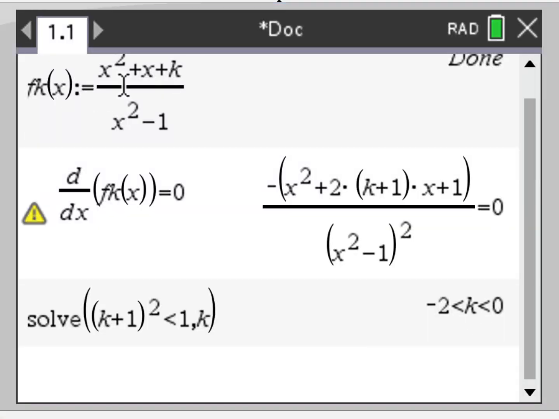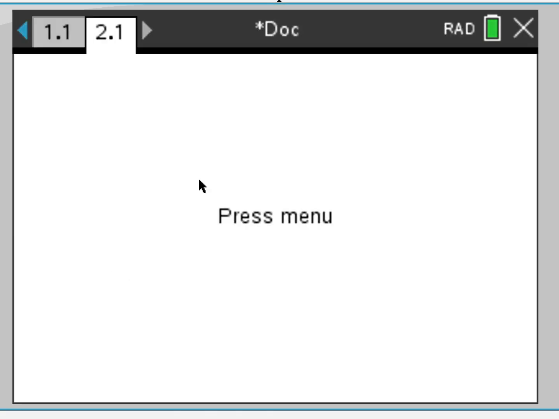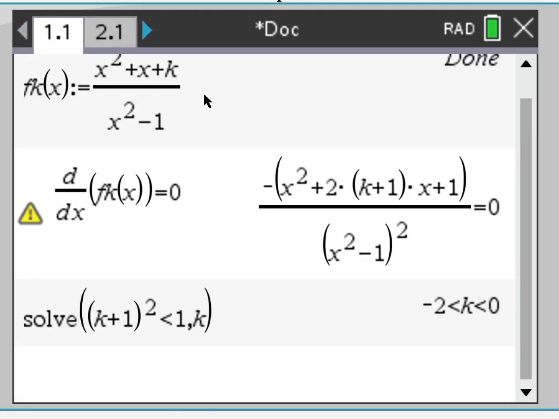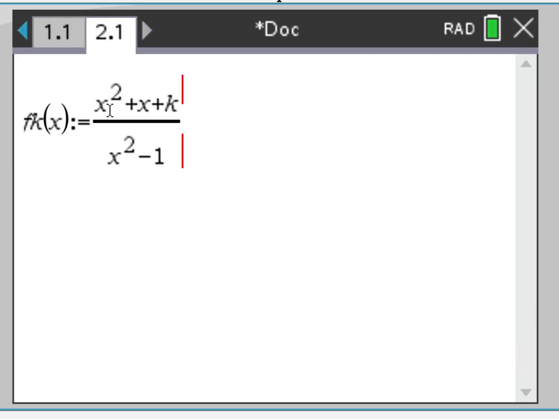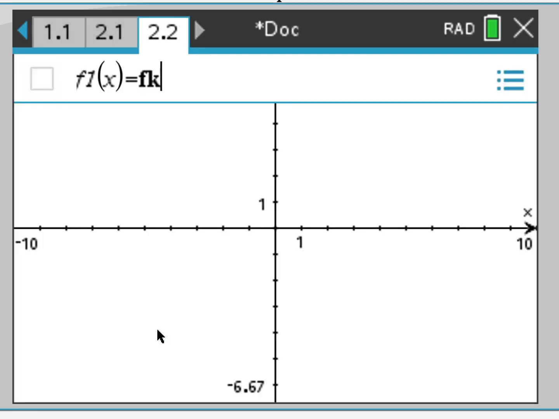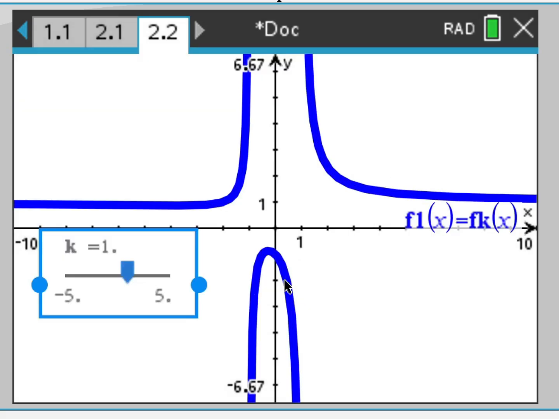I'm just going to make a new problem so I don't mess around with my values. I'm going to define this, put it right over here, and I'm going to actually graph it. fk of x. There it is. I'm going to graph it. And here it is.